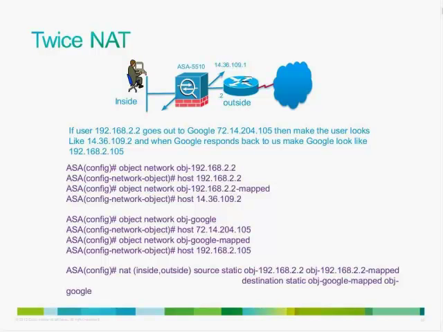And I want to configure another object group for Google, how I want Google to look like on the inside interface. Once that is all done, it's very simple. We just need to configure a NAT inside outside: what my source is going to look like, what my mapped source is going to look like, what my mapped destination is going to look like, and what my real destination IP address is. This is called twice NAT. This is a bit confusing in the beginning, but once you get the hang of it, it's a piece of cake to configure.